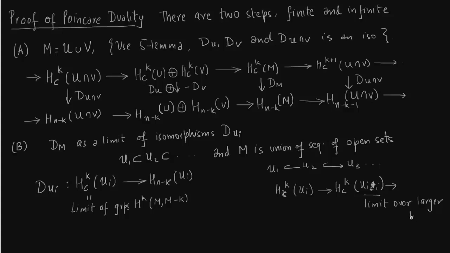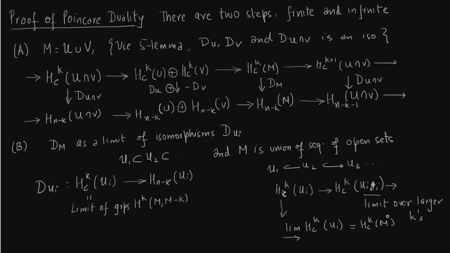Now if you take the limit over that, you end up getting, take a limit over it, and if you take a limit over it, it is obviously isomorphic to the entire manifold. Why is it obvious? Because this increasing sequence U1 contained in U2 contained in U3 and so on ends up at M. So M is the largest set, so M contains everything.